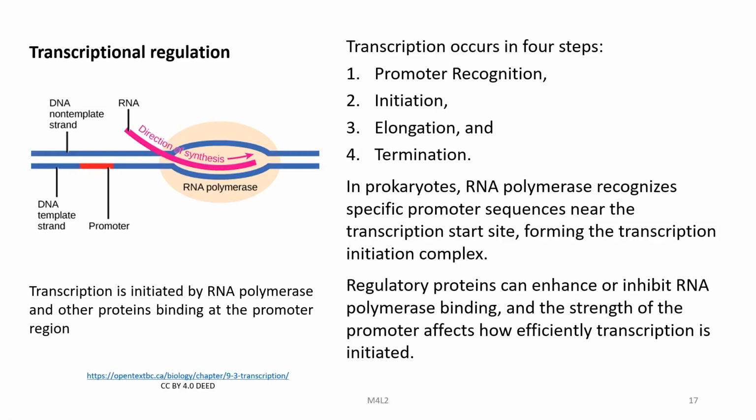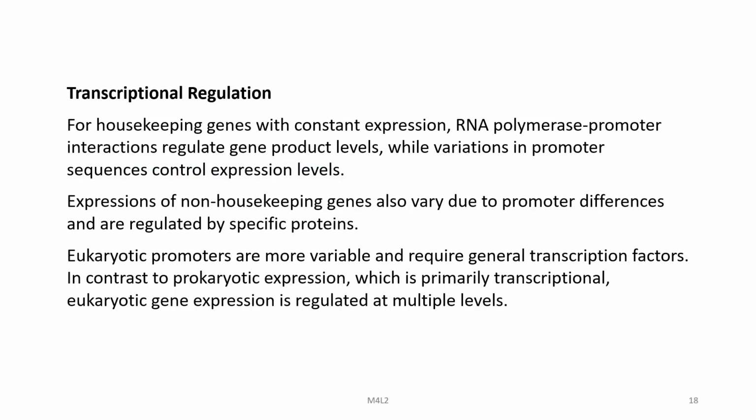Then we have transcription regulation, and we know that transcription occurs in 4 steps. First is promoter recognition, then initiation, elongation, and termination, which we have discussed at length in the earlier lecture. Here we will be trying to focus on the regulation of this whole process. So, we know that RNA polymerase will recognize the specific promoter sequence near the transcription start site, forming the transcription initiation complex or TIC. Regulatory proteins can enhance or inhibit RNA polymerase binding, and the strength of the promoter affects how efficiently transcription is initiated.